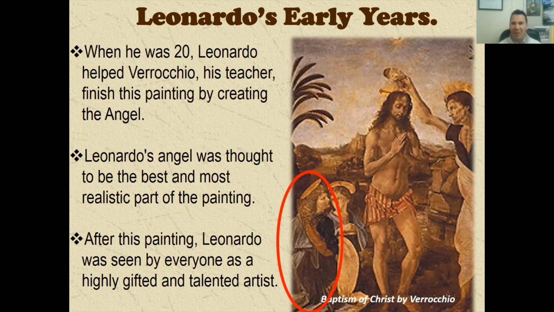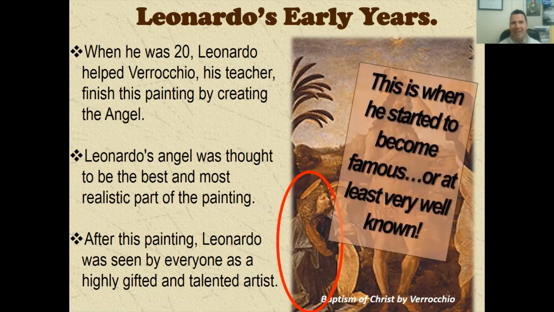When Leonardo was 20 years old, he helped his teacher, Verrocchio, finish a painting. It was this painting off to the right. You see how I've circled it in red? That's the angel that Leonardo painted in Verrocchio's painting. And guess what? Leonardo's angel was thought to be the best part and the most realistic part of this painting. After this painting, Leonardo was seen by everybody as a highly gifted and talented artist. So now Leonardo is well on his way to becoming famous.